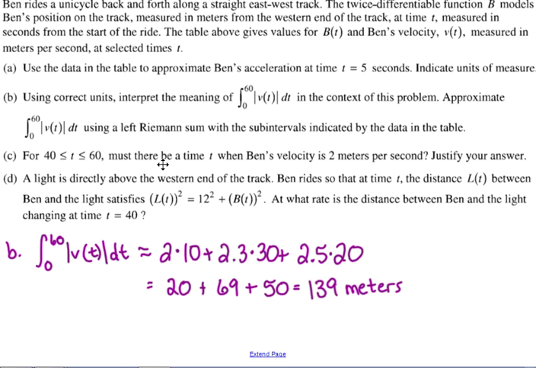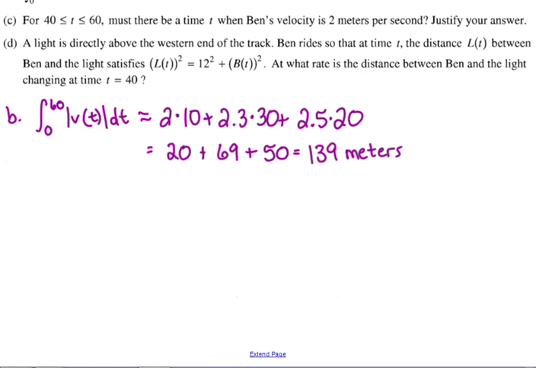Okay, part C. Between time 40 and time 60, must there be a time t when Ben's velocity is 2 meters per second? The first thing I think when I see a question stem like that is the intermediate value theorem, because I do have velocity values on my table. Between 40 and 60, at 40 my velocity is 2.5, at 60 the velocity is 4.6. Is 2 in between that? No. So IVT is not going to work for us here.